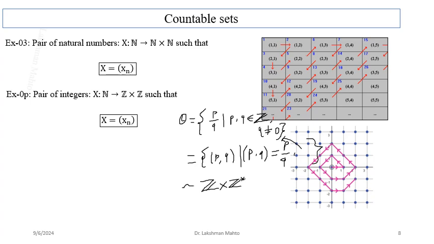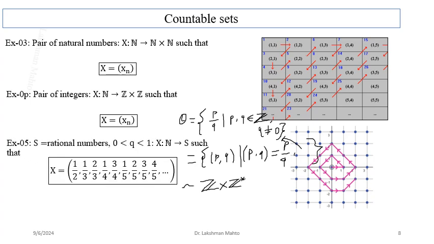Z cross Z star. So what you observe is that Q is a countable set. That means you can define a bijection from the set of natural numbers to the set of rationals. So it is countable. So you have already studied all possible countable sets. There is none left. Afterward, whatever set comes will fall in the uncountable category. So we finished countable sets. Now we'll talk about uncountable sets.